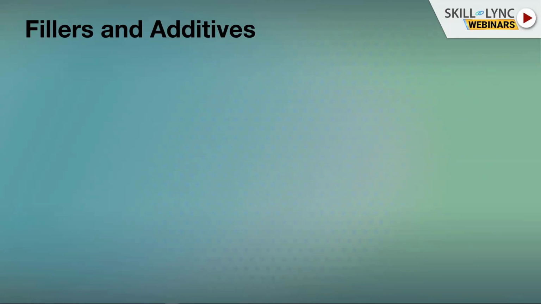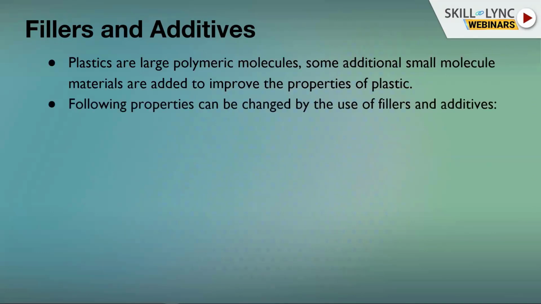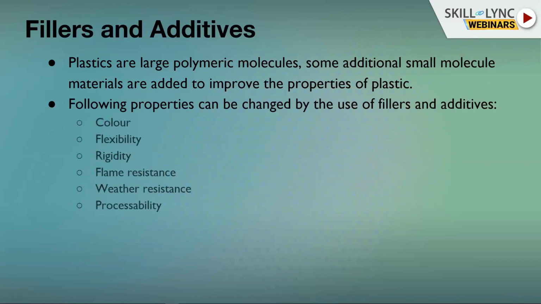And that's the reason fillers and additives are used in the industries with the plastic material. What exactly are the properties changed by using fillers and additives? You can change the color, increase flexibility, increase flame resistance, weather resistance, and processability.